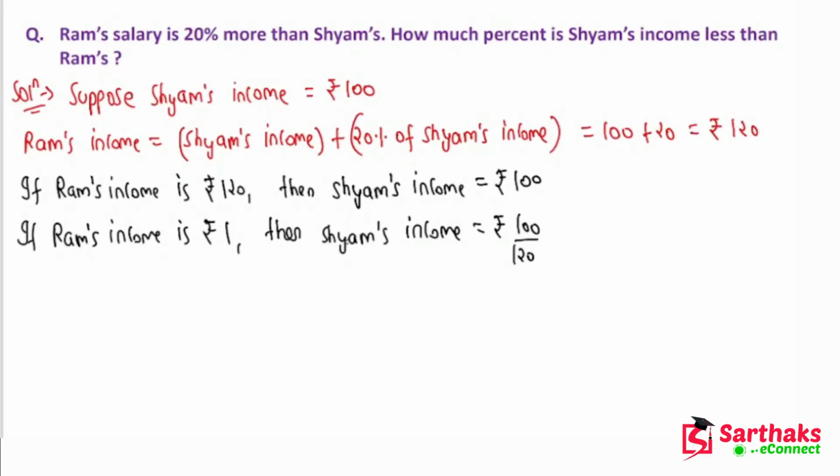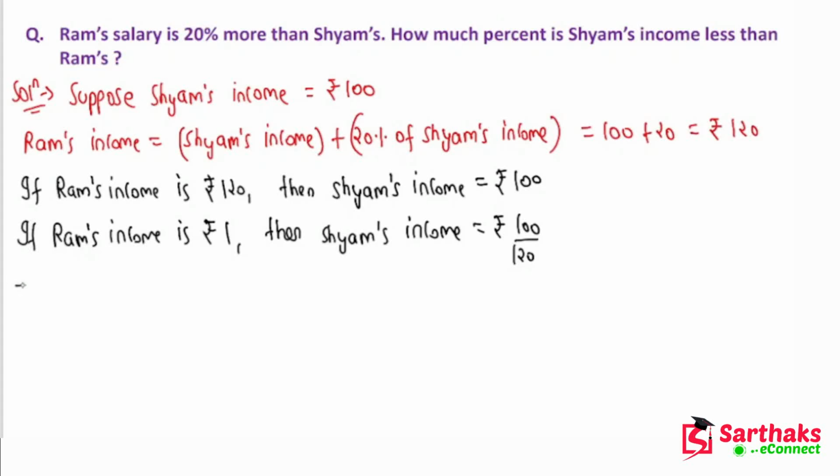Now, to calculate the percentage, we need per 100. So this 100 upon 120, if you multiply by 100 and add a percentage sign, we will get the percentage. So we'll get the percentage of Sham's income with respect to Ram's income, and you can calculate the difference. Let me tell you what I'm saying.